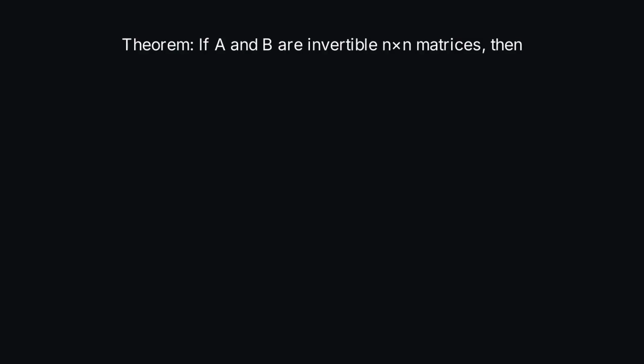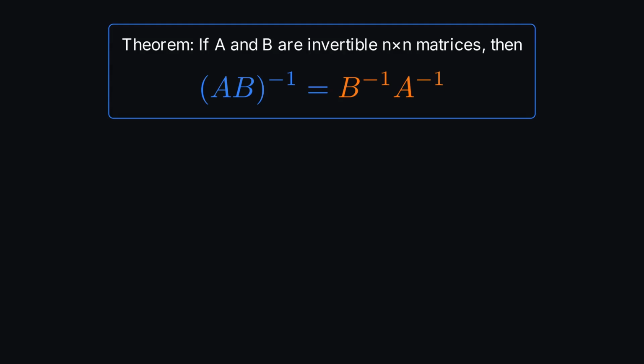Here's the formal rule. If A and B are both invertible n by n matrices, then their product A times B is also invertible, and its inverse equals B inverse times A inverse. Notice the key detail. The order reverses. It's B inverse times A inverse, not A inverse times B inverse.